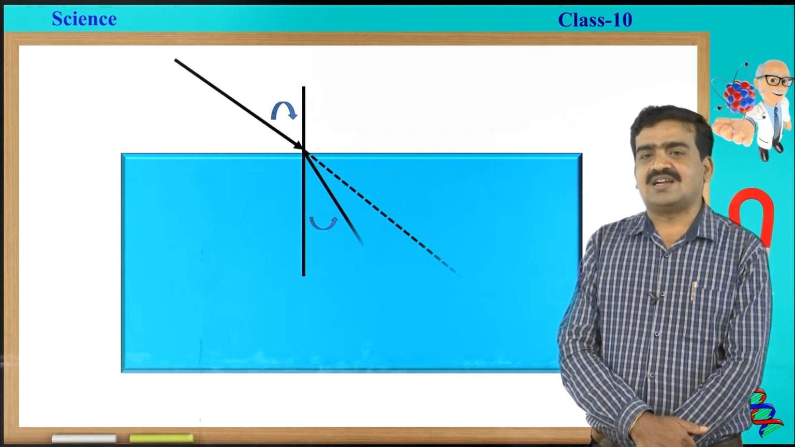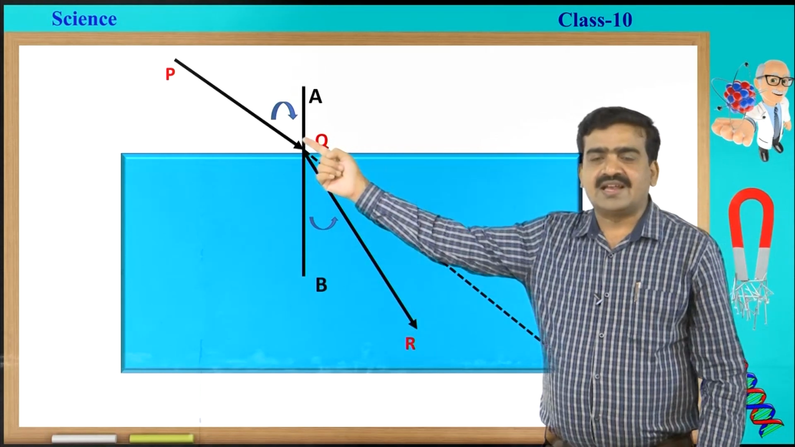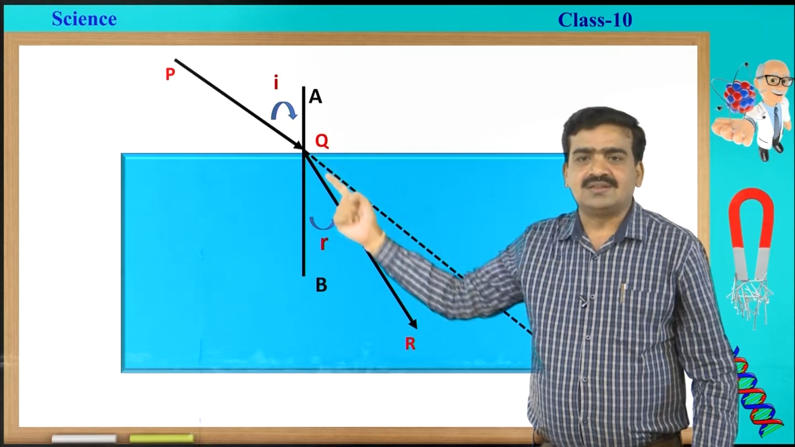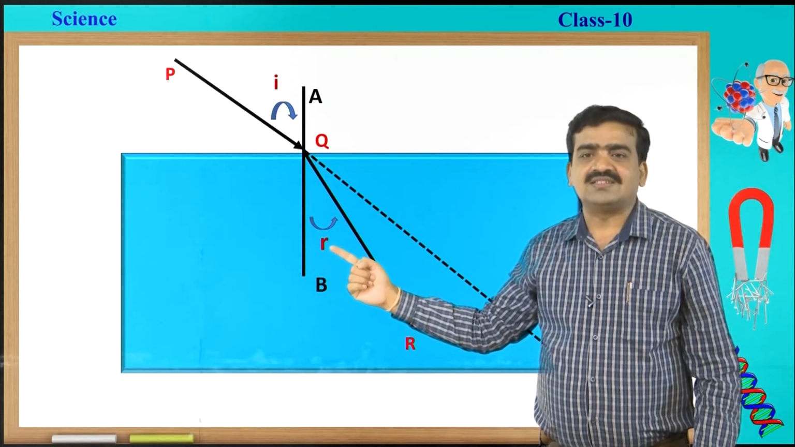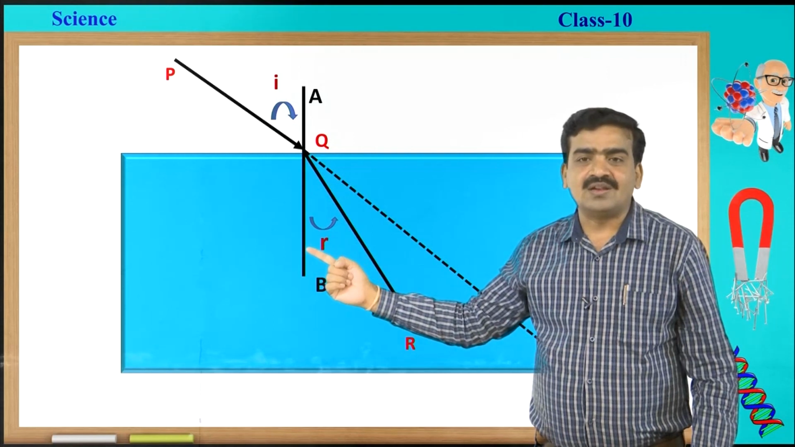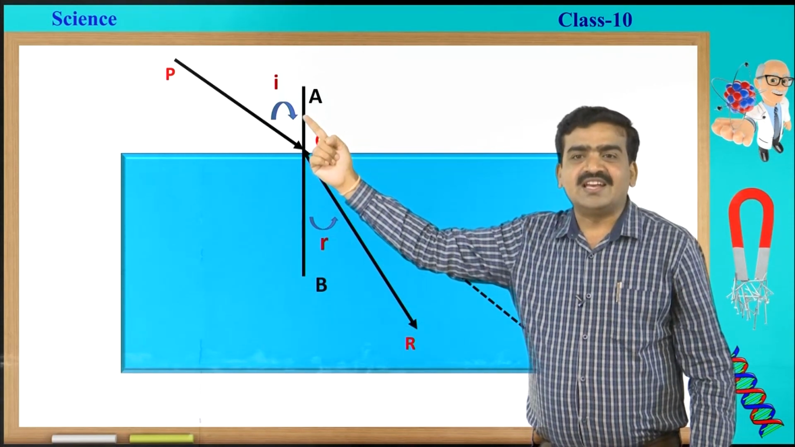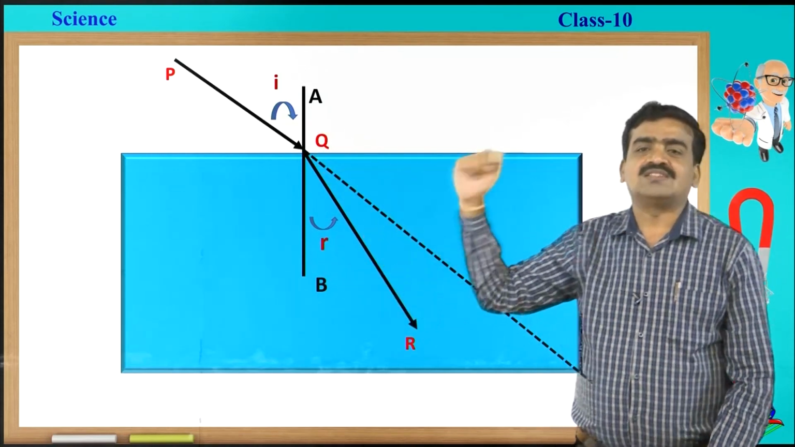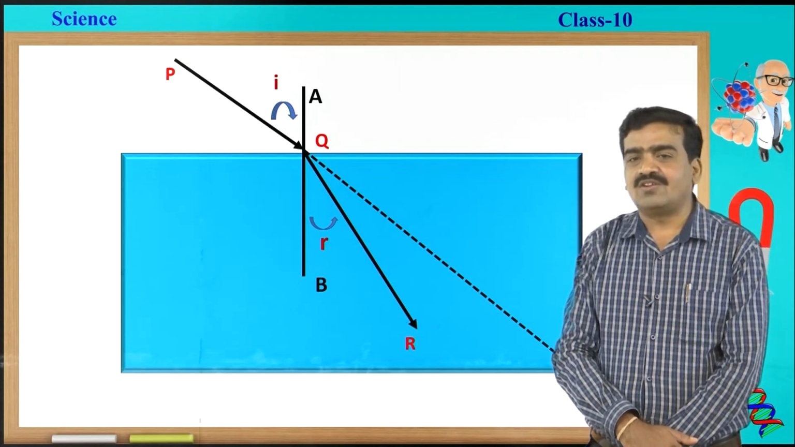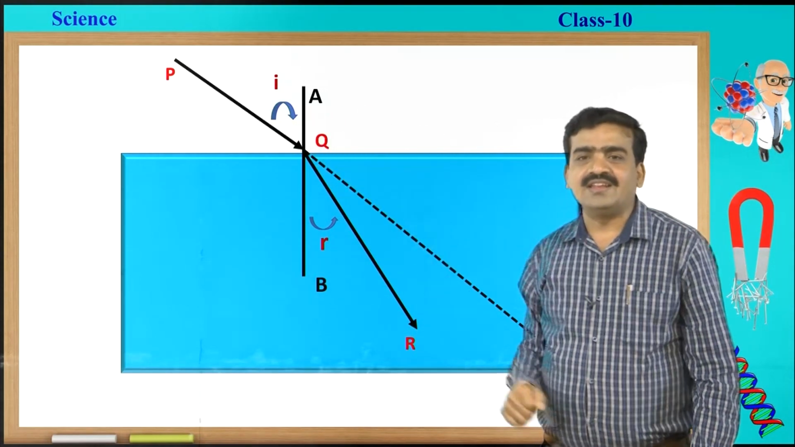You can understand the second law like this. Here there is an angle between the incident ray and the normal, that is the angle of incidence, and here is an angle between the refracted ray and the normal, that is the angle of refraction. So, according to the second law of refraction, sin I by sin R is equal to constant. It is valid for the value of I between 0 degrees and 90 degrees.